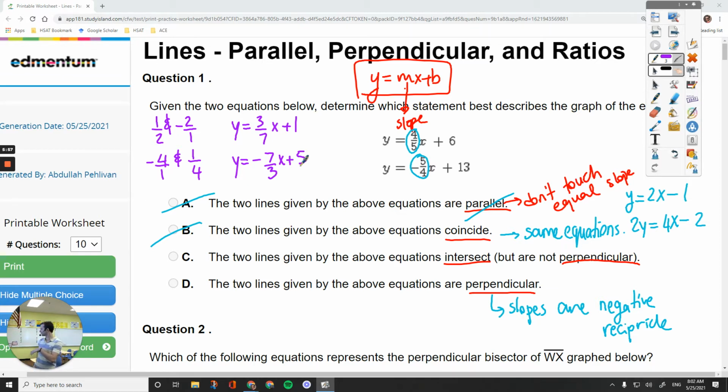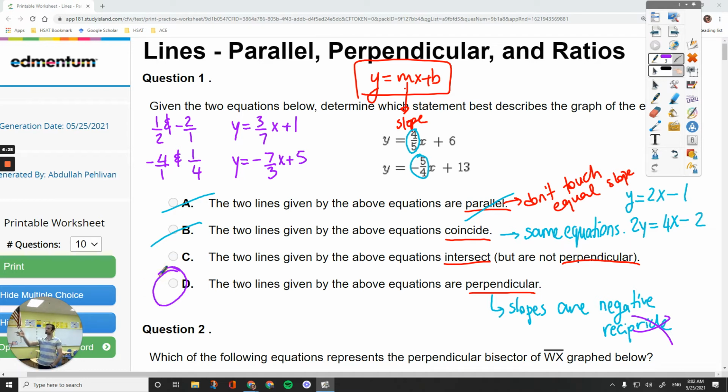That's not how you type reciprocal, but that's not a problem. When the slopes are negative reciprocals, then you are dealing with 90 degree perpendicular lines. When the equations are exactly the same, the lines are on top of each other, they coincide. Yeah, that's all you need to know. So this one is going to be a D.